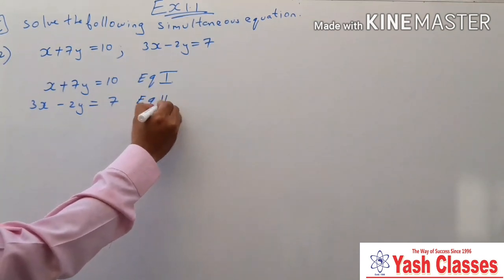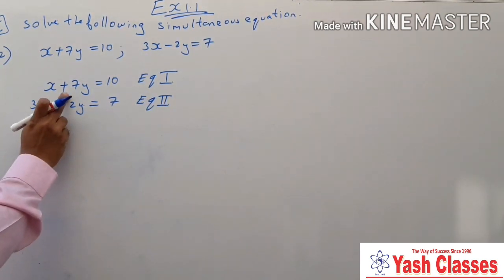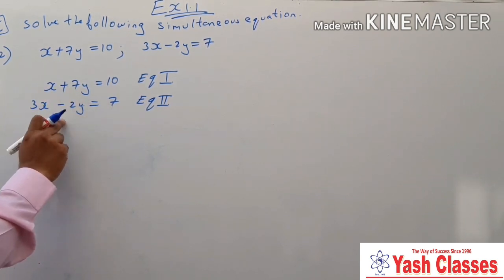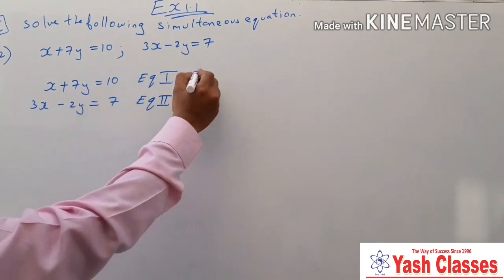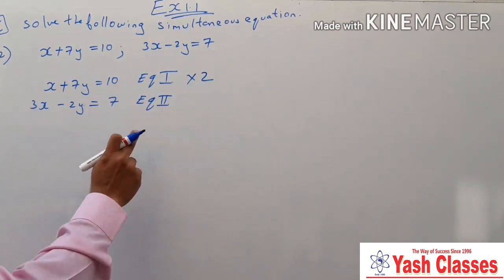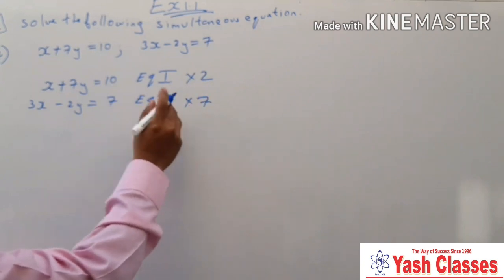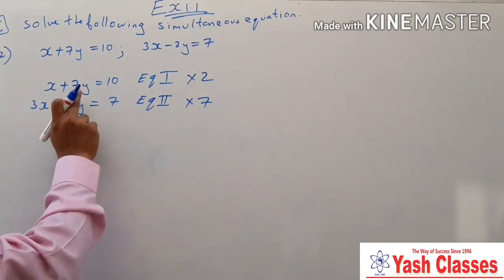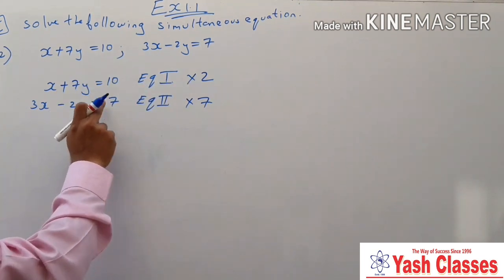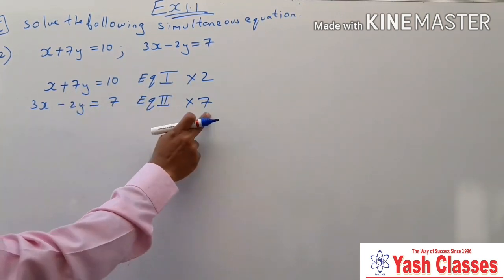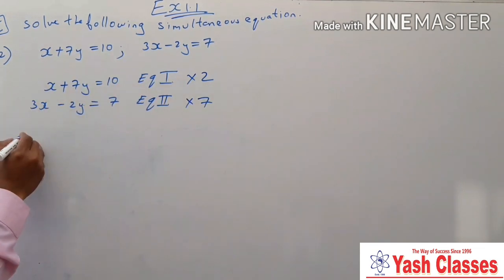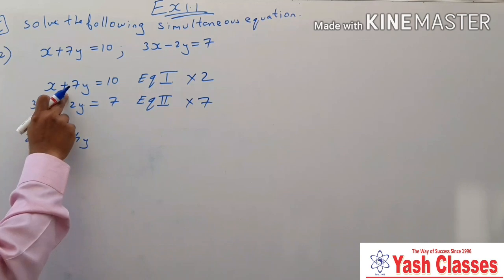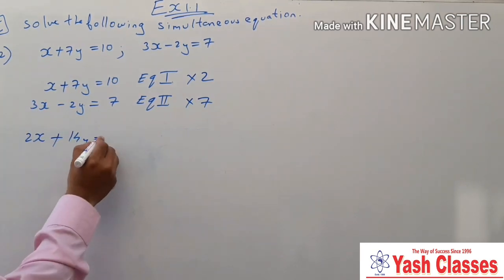Equation number 2. Now, one plus is there, one minus is here. Plus and minus, you make this equal. Multiply the first equation by 2 and the second by 7. Why? We have to make this the same. That's why we are multiplying. 2 into x, 2x. 2 sevens are 14y. Sign is plus, you have to put plus.